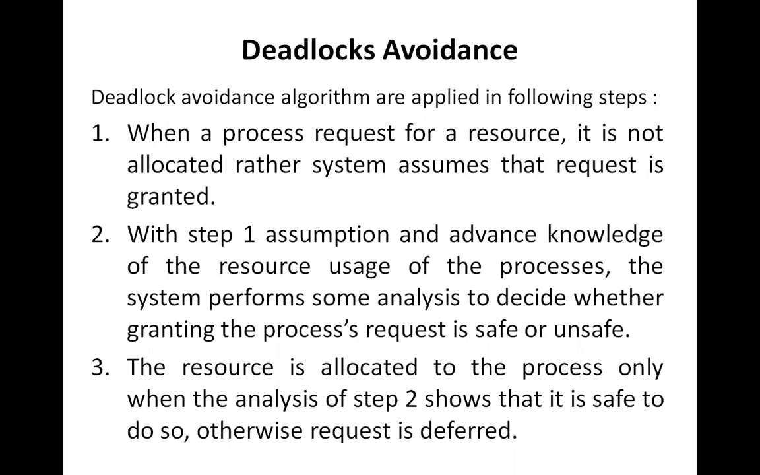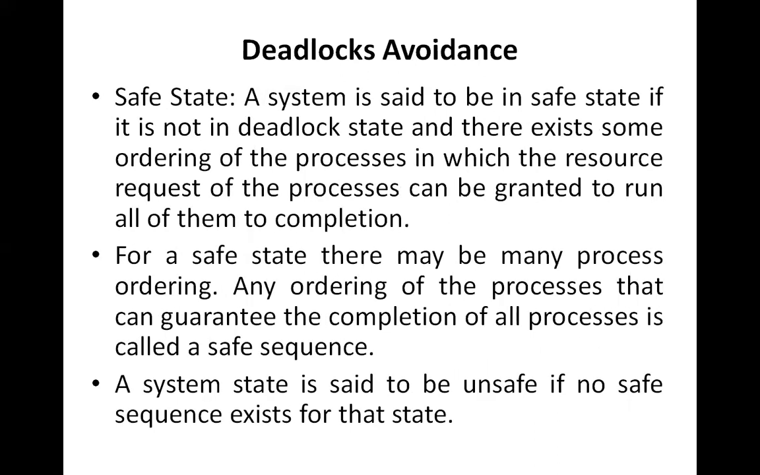So to understand all these three steps which are used in the deadlock avoidance algorithm, it is better to explain it with an example. I have already explained what a safe state is. A system is said to be in a safe state if it is not in a deadlock state and there exists some ordering of the processes in which the resource requests of the processes can be granted to run all of them to completion.